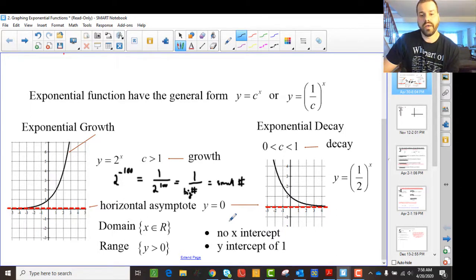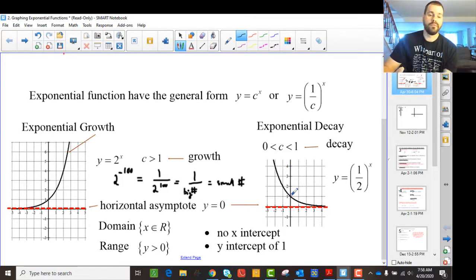And then the y-intercept for each of them is when x is 0, and if you raise anything to the 0, any base to the 0, you get 1, right? 2 to the 0 is 1, 1/2 to the 0 is 1. It could be any base to the 0. So this y-intercept of 1 is actually true of any base, any basic exponential function.